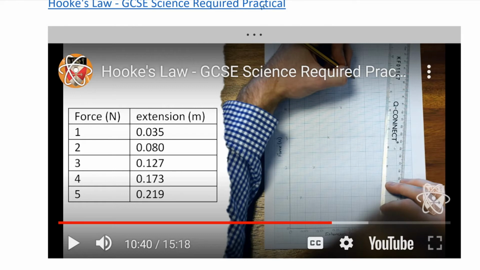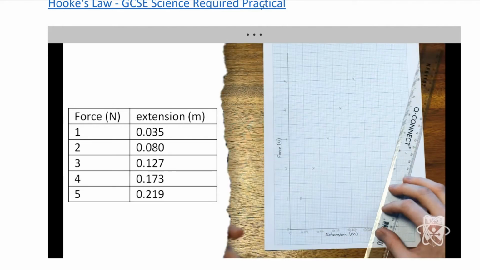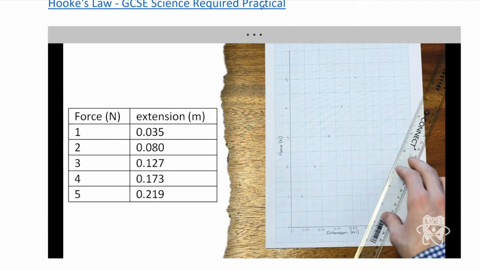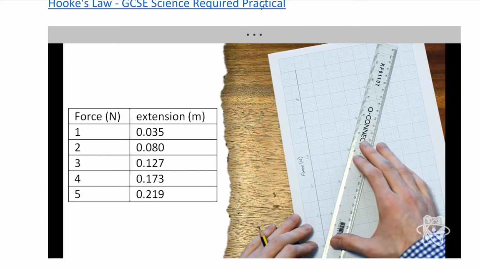Okay, I've just fast forwarded the video. You can see he's plotted his points and he's going to show you now how to draw a line of best fit and to work out the value for K, which is what you will need to do in your booklet. Just there for the last point. So now we've got our 5 points. We want to draw a line of best fit.